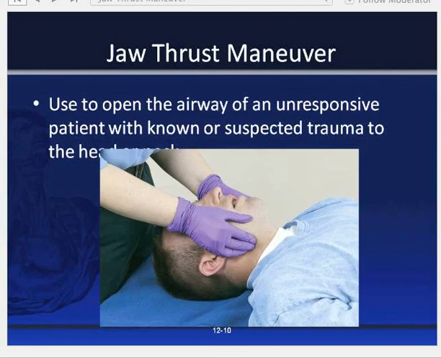Use the jaw thrust maneuver to open the airway of an unresponsive patient when trauma to the head or neck is suspected. Although this method of opening the airway is effective, it is less effective than the head tilt chin lift, and is more tiring because of this technique. Because this technique requires the use of both hands, a second rescuer will be needed if the patient requires ventilation.